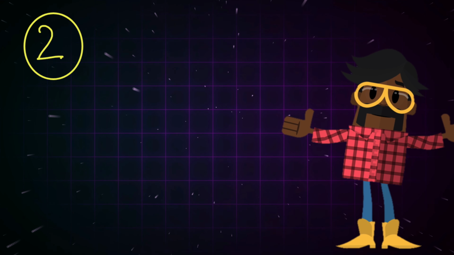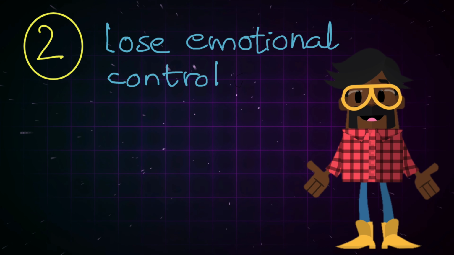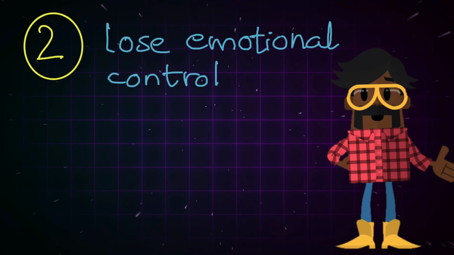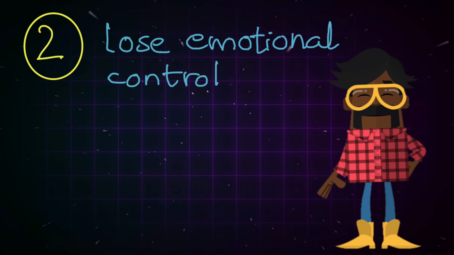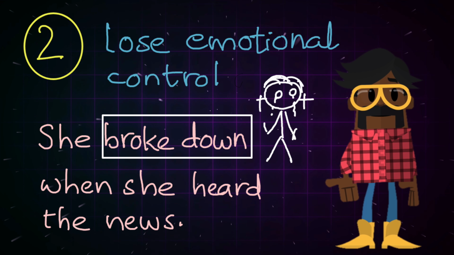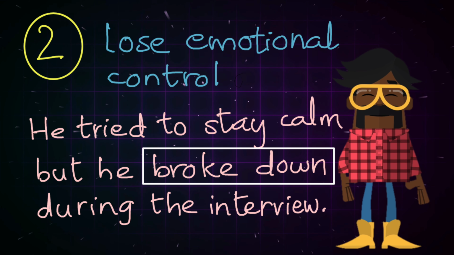Meaning 2. When a person loses emotional control, break down can also describe emotions. It means someone starts crying or cannot control their feelings. For example, she broke down when she heard the news. Another example, he tried to stay calm, but he broke down during the interview.